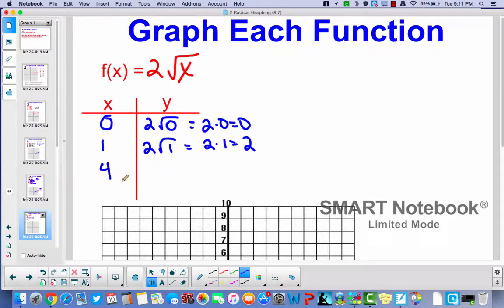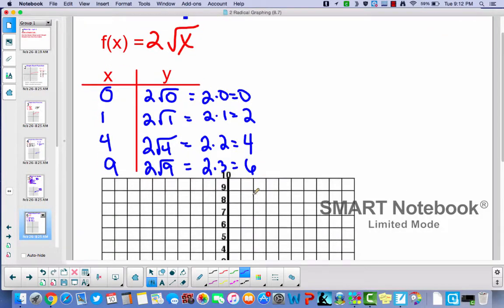Okay, 4 is the next number we're going to try. So if I take 2 times the square root of 4, the square root of 4 is 2. 2 times 2 is 4. Let's try 9. That's the next perfect square. 2 times the square root of 9. Square root of 9 is 3. So 2 times 3 is 6. So let's plot those.